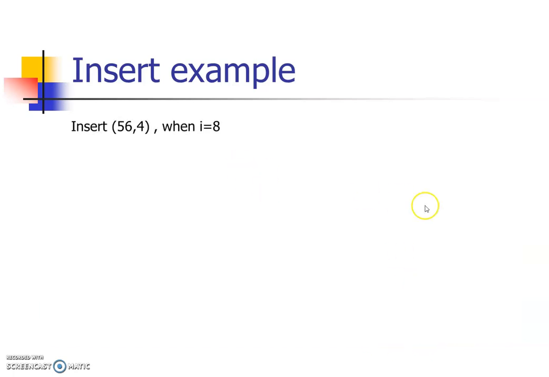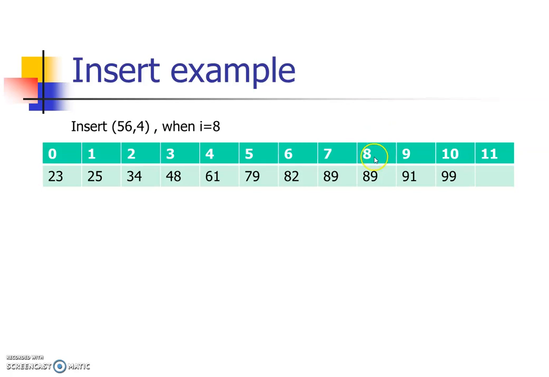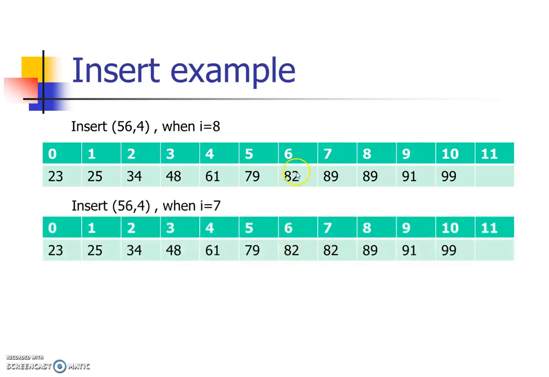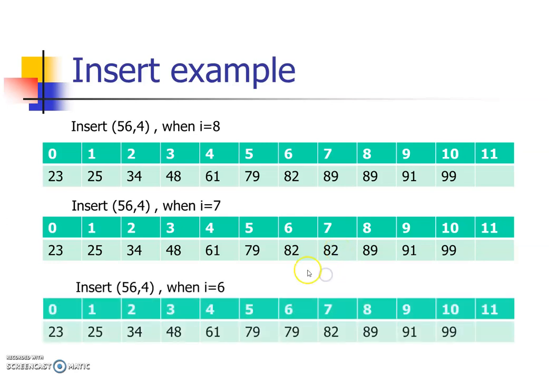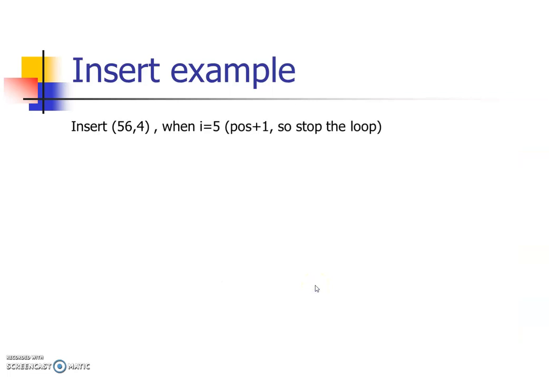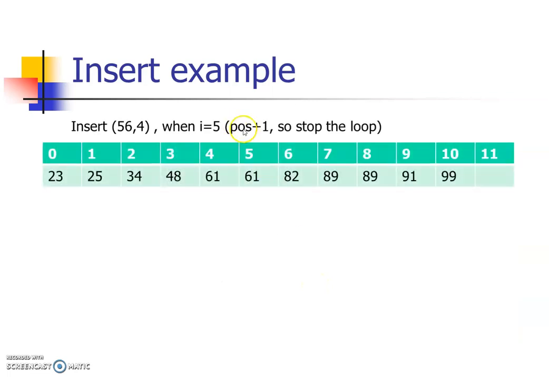Next, we move i to 8. Now we have 289 because we move 89 over here. When i equals 7, we have 82 overwrite over here. And when i equals 6, we have 79 overwrite, so we have 279 at this moment. Then i keeps decrementing to 5, which is equal to position 4 plus 1. That is the last thing that we need to do. So you can see we have 261 over here.